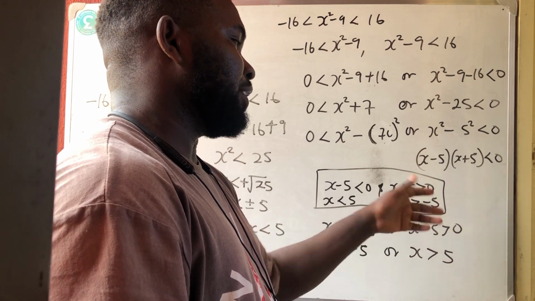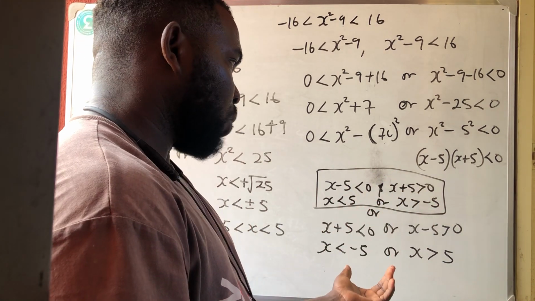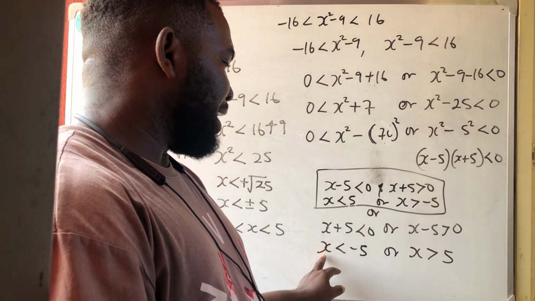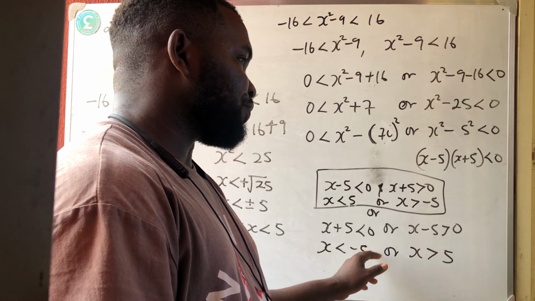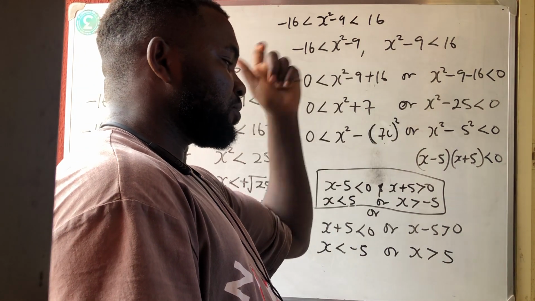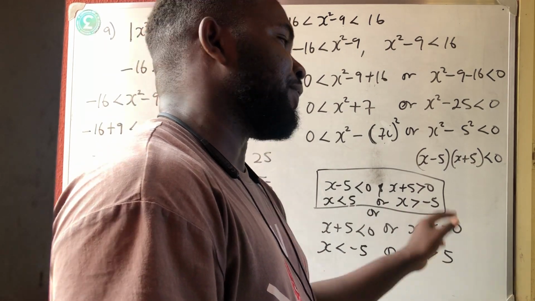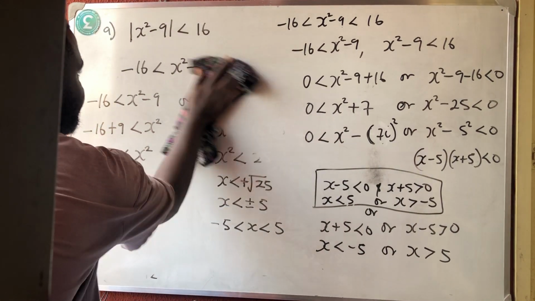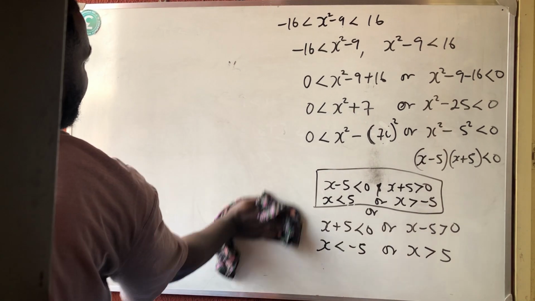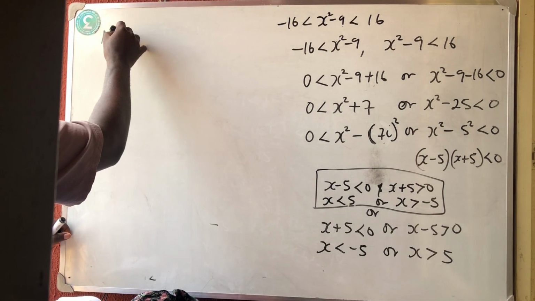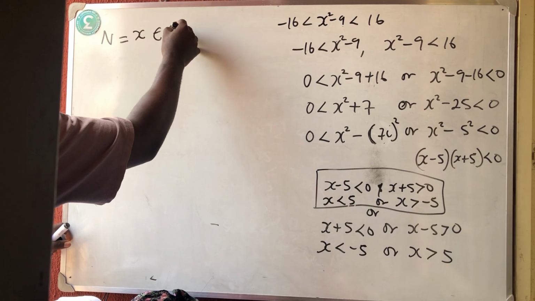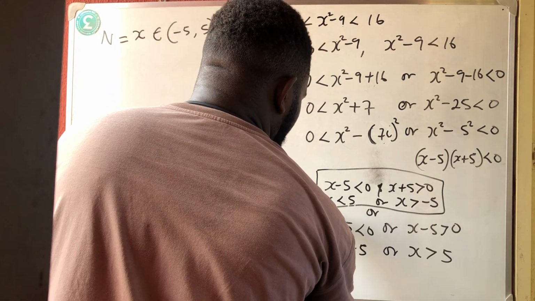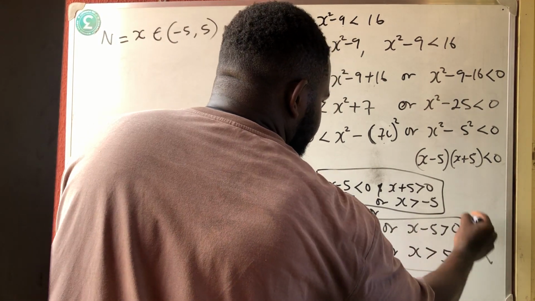If x is greater than minus 5, it means that x can be 4, minus 1, or 0, and those are still less than 5. But if x is less than minus 5, we're having minus 6, minus 7, minus 8, and those can never be greater than 5. So the only answer we have is this. Our neighborhood is x, an element of minus 5 and 5. So that is our neighborhood. This one will not work; this is the one that will work.